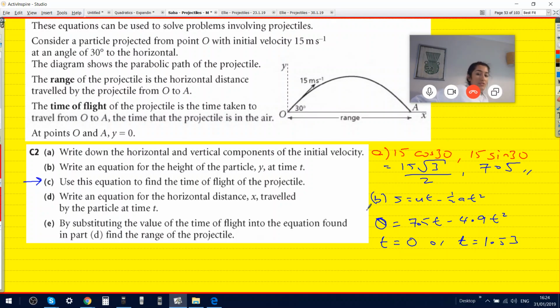Write an equation for the horizontal distance travelled by the particle at time t. The horizontal distance. Is that not what I just did? That's vertical, isn't it? And you also just got time. Write travelled by the particle at time t, for horizontal distance. Oh, I didn't write it down. 15 cos 30 times t. Yep.